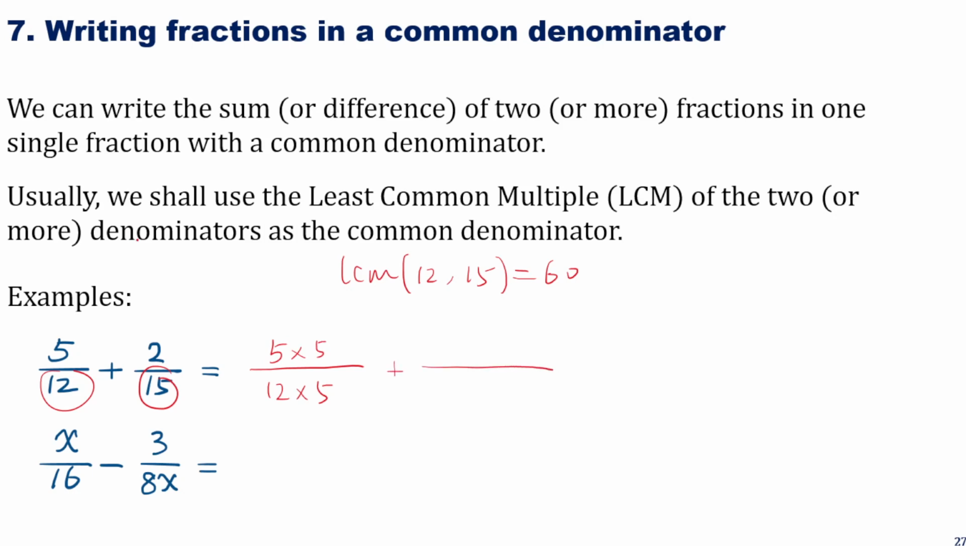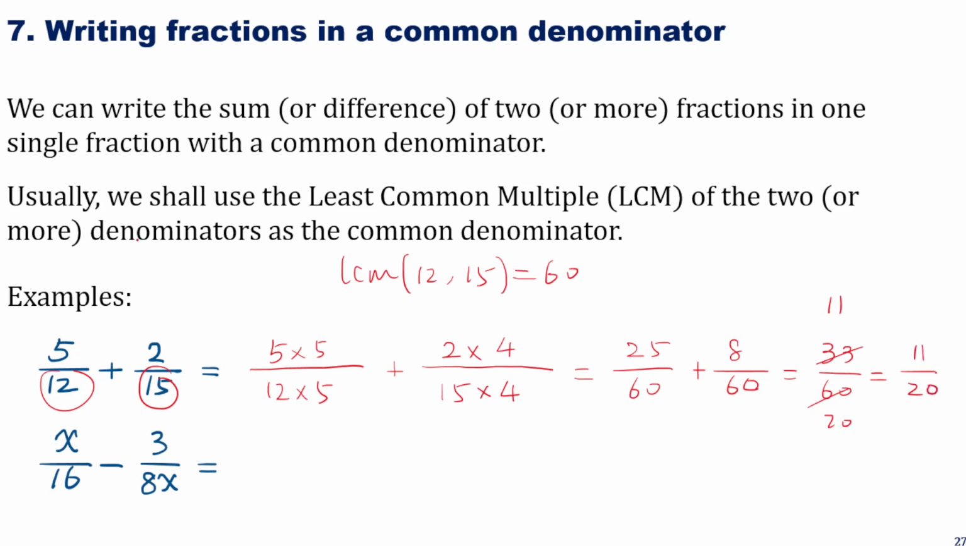Plus, 15 times 4 gives us 60. And in order to have the same fraction here, we need to multiply the numerator by the same number. So that gives us 25 over 60 plus 8 over 60, right? Which leaves us 33 over 60. And of course, we can cancel a 3 here, right? So that leaves us 11 over 20. That's the final result, in simplest form. Can you follow me?